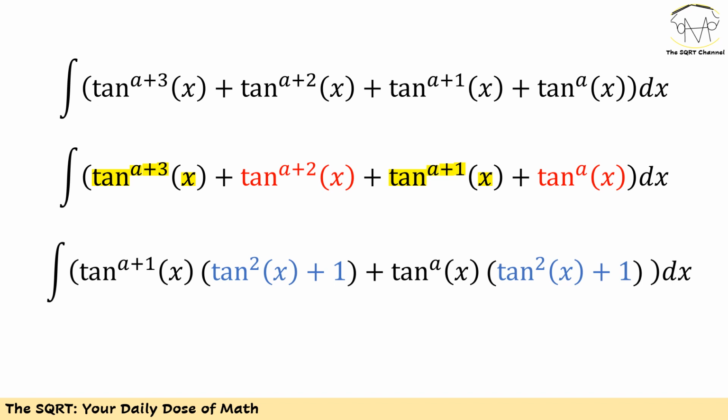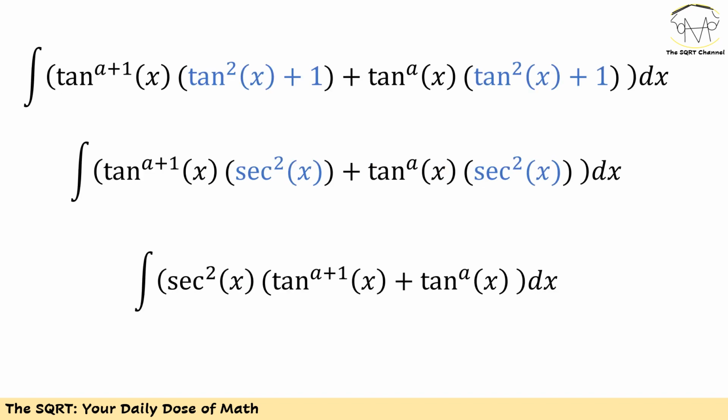For tan to the power of a plus 3 and tan to the power of a plus 1, I'm going to factor out tan to the power of a plus 1 to have tan squared of x plus 1 as the common factor. I'm going to use the same thing, but instead of factoring out tan to the power of a plus 1 of x, I'm going to factor out tan to the power of a of x. Then you will see the expression that we have here.